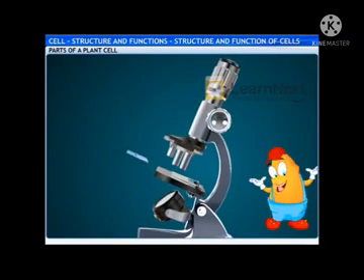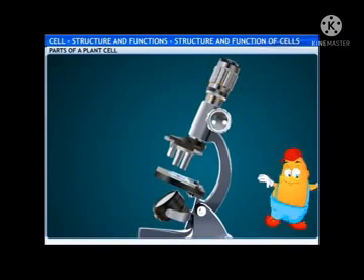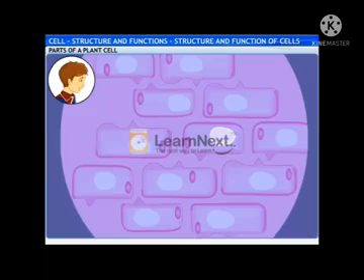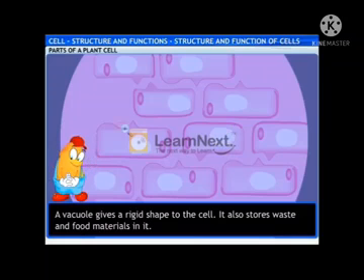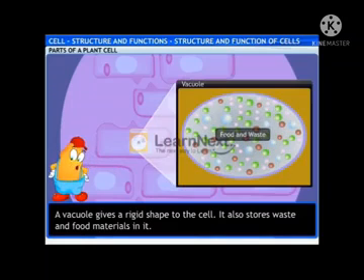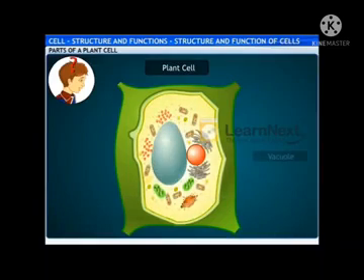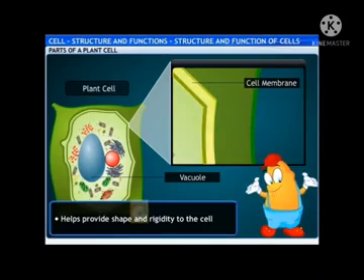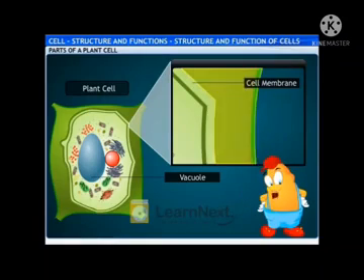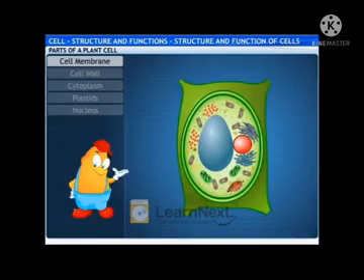Now, observe the slide through the microscope and tell me what you see. I see a big empty space in the center of the cell. That's the vacuole. A vacuole gives a rigid shape to the cell. It also stores waste and food materials in it. So, is the shape of the cell rigid due to the vacuole? Not entirely. The cell membrane also helps provide shape to the cell. The shape of a cell is rigid due to the presence of the cell wall.